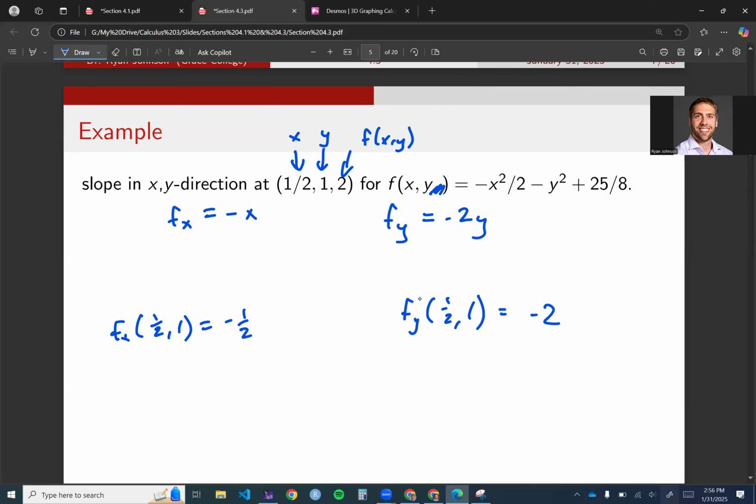And then z is up, so it's telling me the slope going up or down as I walk in either direction at any point. Does that make sense? Yeah. Like, if this was a question, what would be the answer? The slope in the x direction is negative 1/2. The slope in the y direction is negative 2. Good question. Other questions?